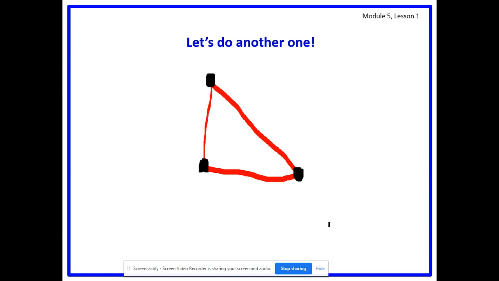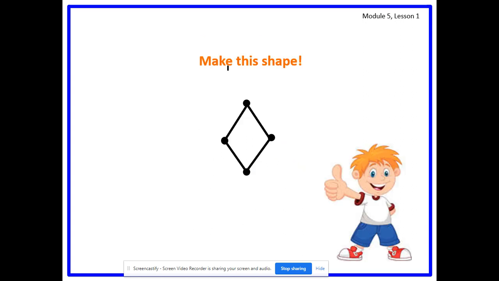And your pencils are parked. You're sitting up tall. Very good. Make sure that the shape that you drew only has 3 corners. Remember, it's where 2 sides meet. Now, go ahead and make this shape. I'll give you 1 minute.